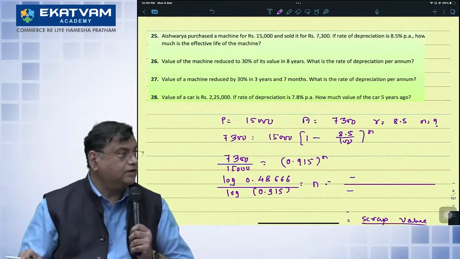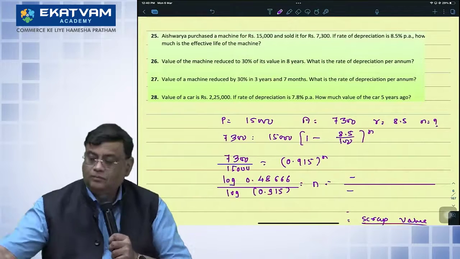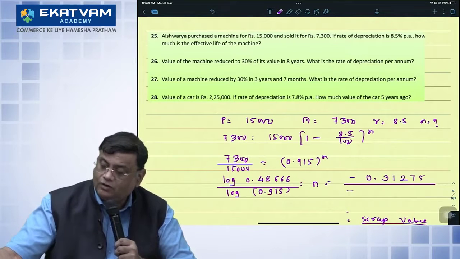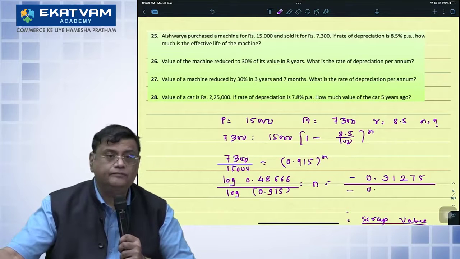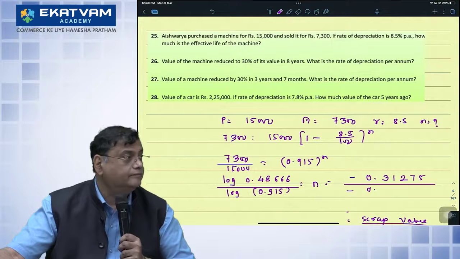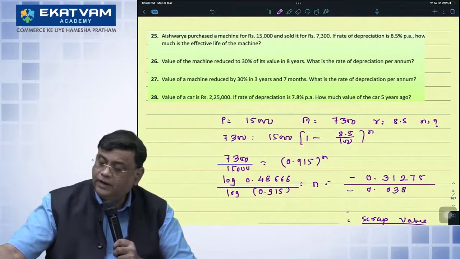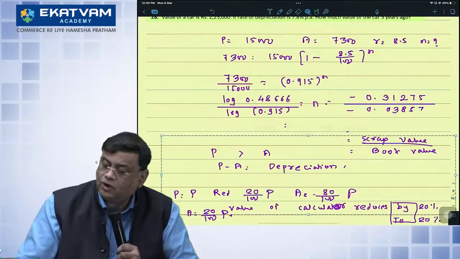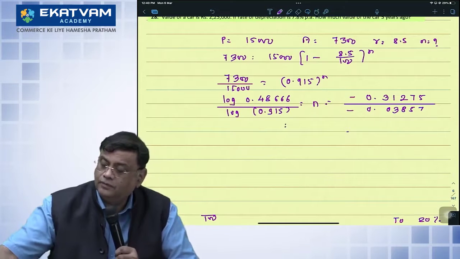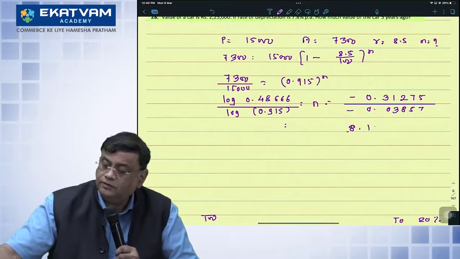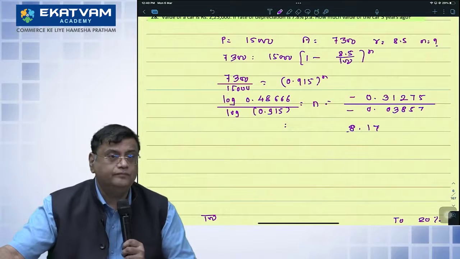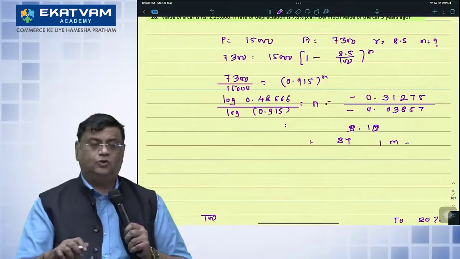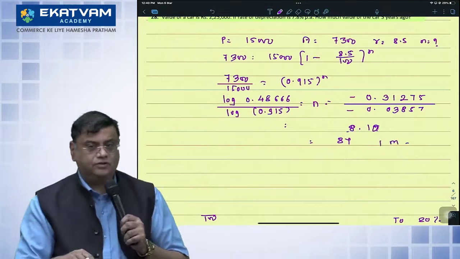What was the first log? Minus 0.31275. Second log, minus 0.03857. Now tell me how much is this? 8.17 or what? 8.10. So that is 8 years and 1 month. So the depreciation will happen in 8 years and 1 month.